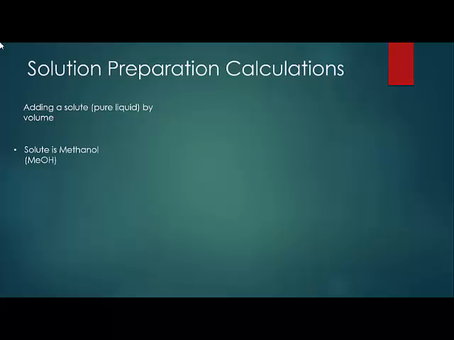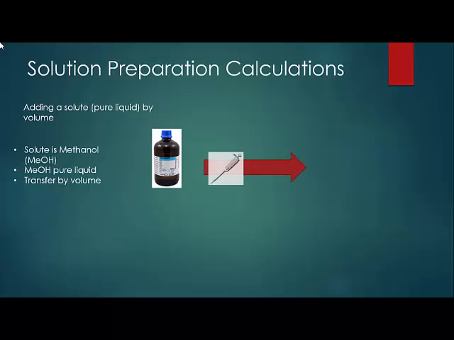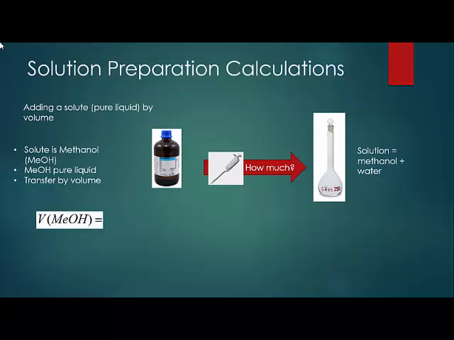So we're going to work through an example, adding a solute, methanol, which is a pure liquid, to a solution. Okay, and we're going to transfer it by volume. As you know, we could transfer it by mass or by volume for gravimetric or volumetric transfers, respectively. We're going to calculate what volume we need to make that solution. Okay, so our calculation of the volume of methanol pure solution that we need to add goes this way.